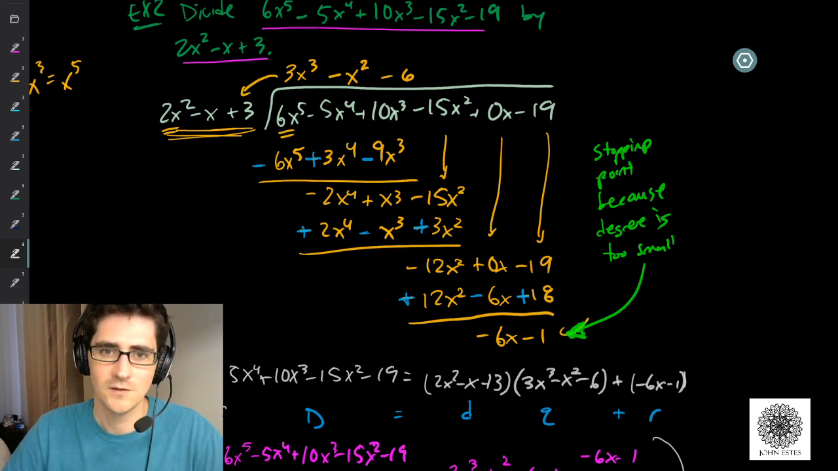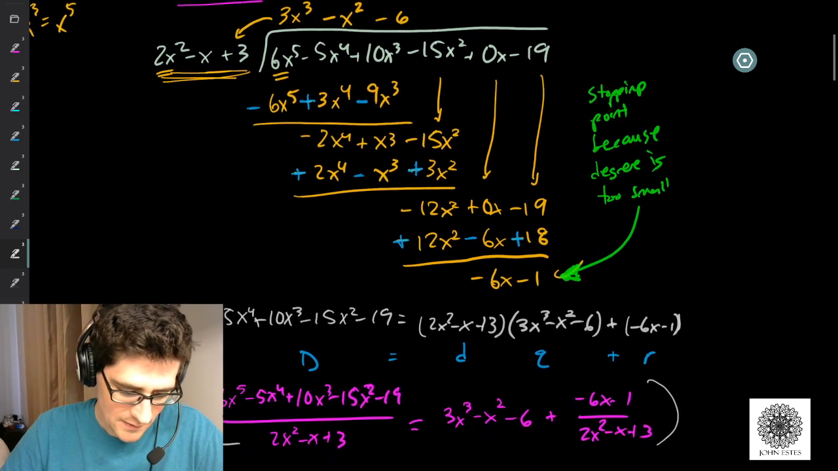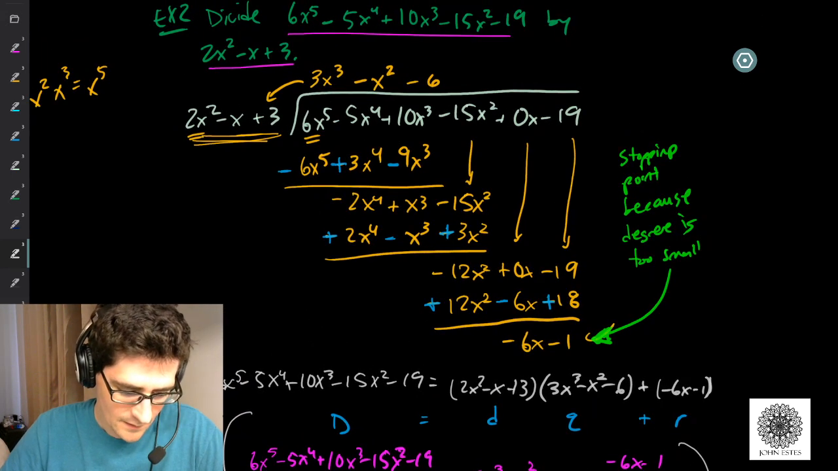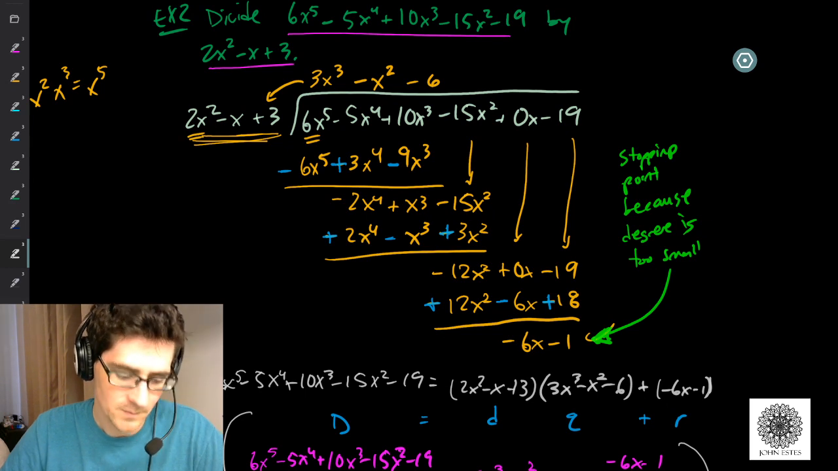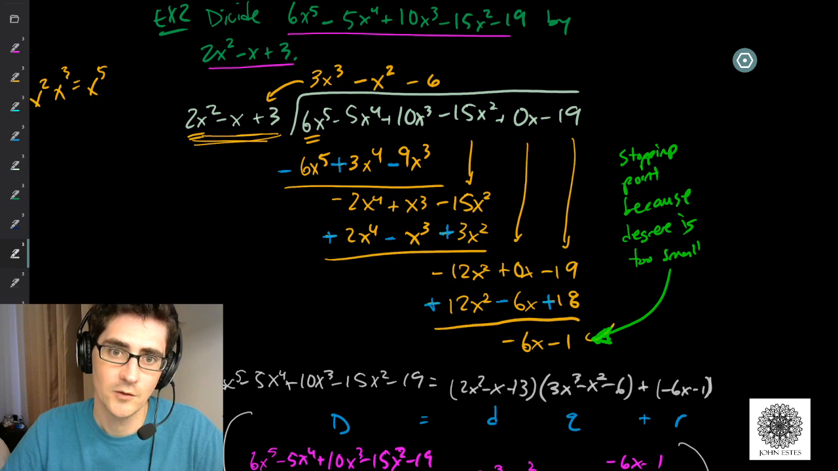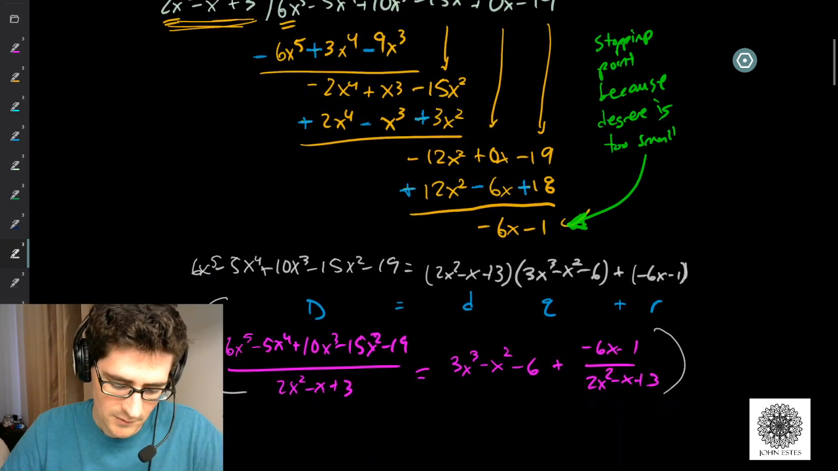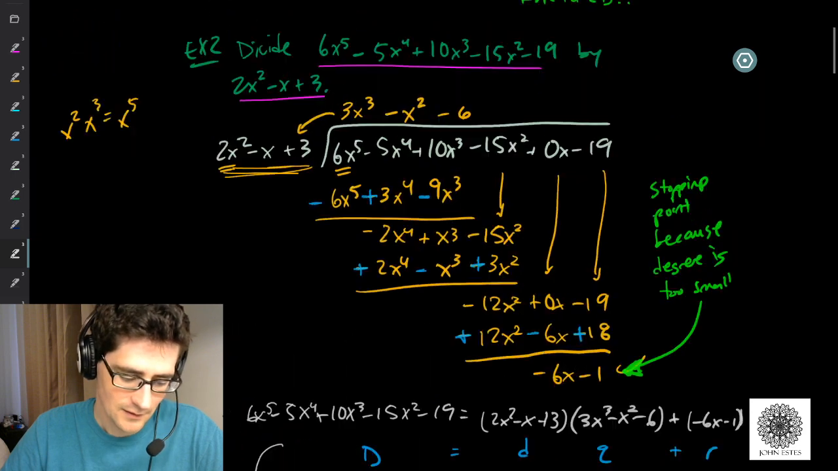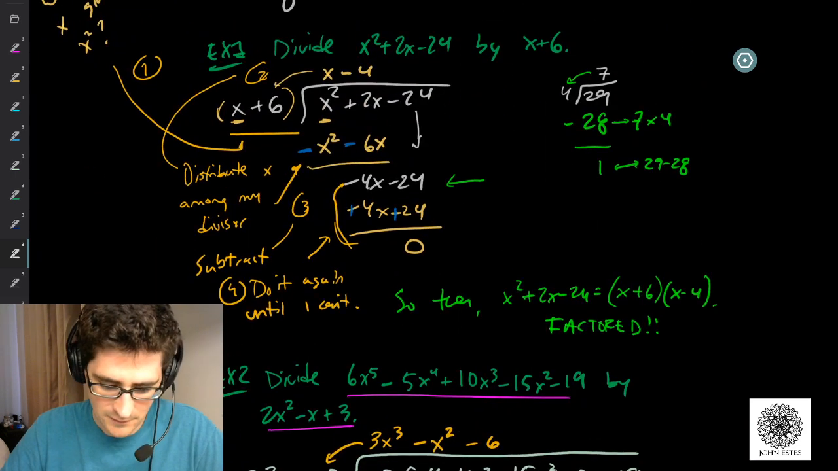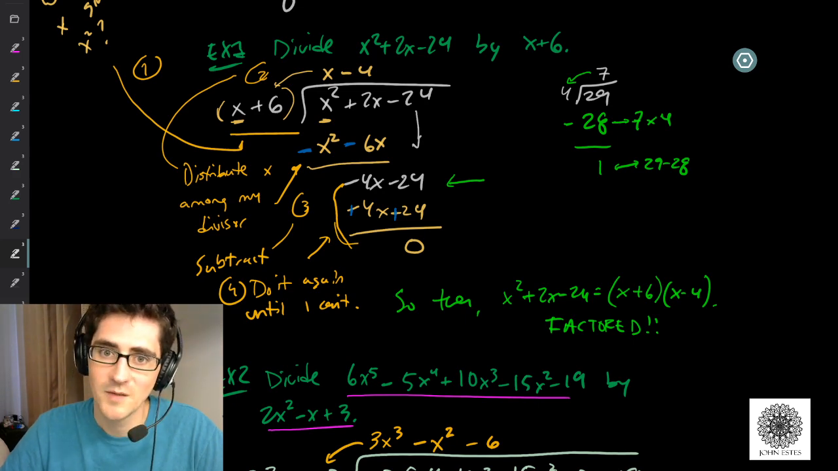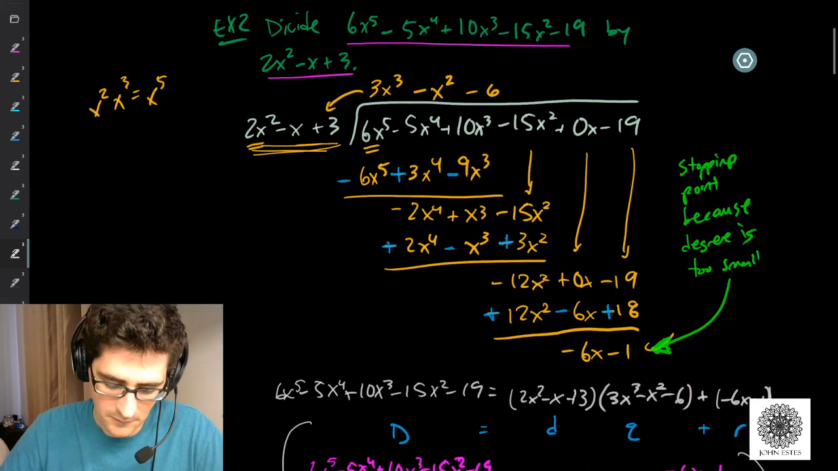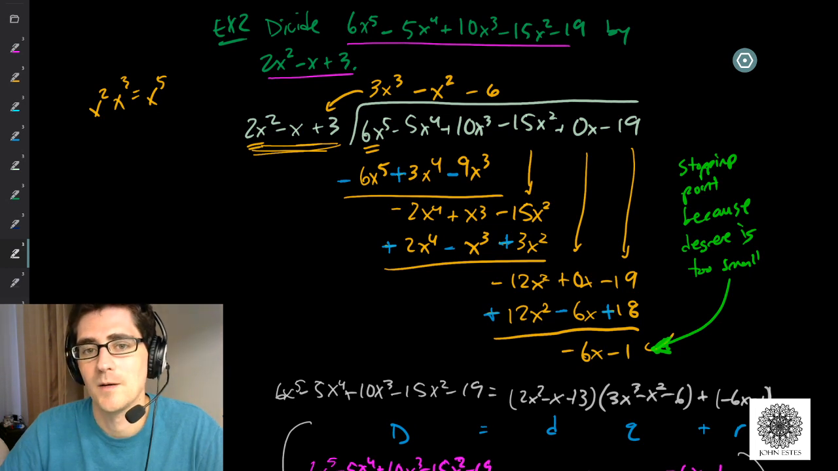Again, what does it help you do? It helps you factor big polynomials. And we didn't say this, but in this example, I know that 2x squared minus x plus 3 is not a factor of this huge fifth power polynomial. How do I know? Because my remainder was not 0, right? Just like 4 does not factor 29, it's not a factor of 29 because when you divide by 4, you get a remainder. Here I didn't get a remainder of 0, so I didn't factor the polynomial.